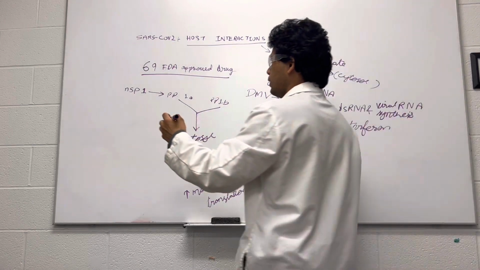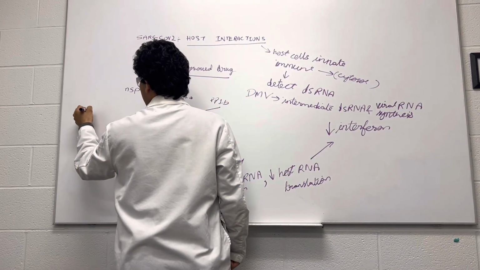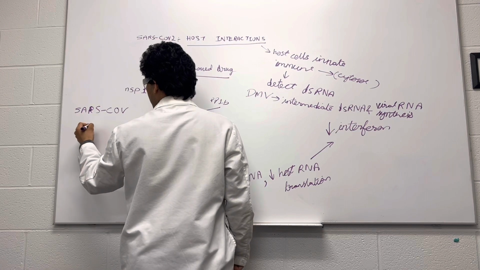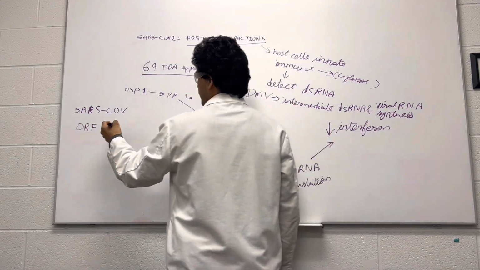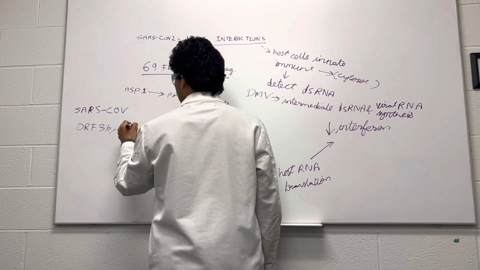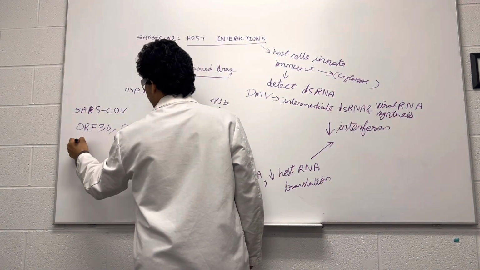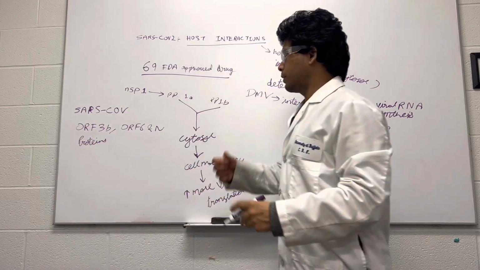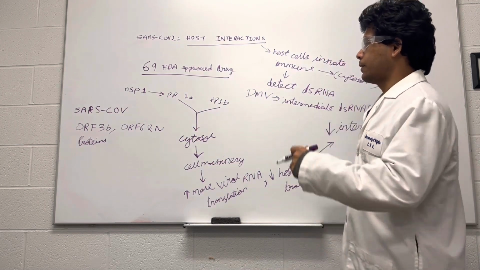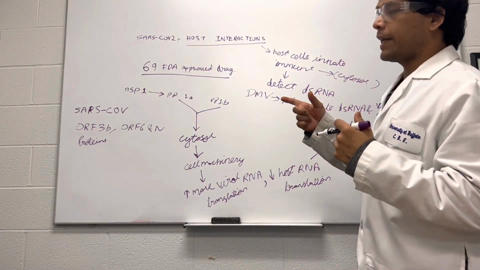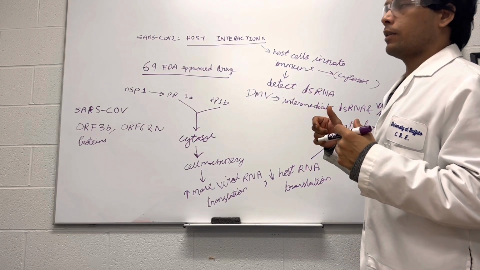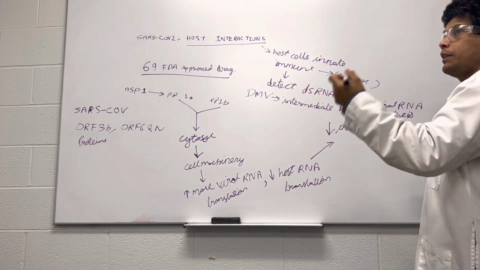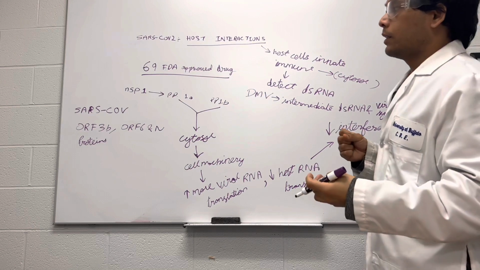And in SARS-CoV, what people have identified is that ORF, we know what ORF is, open reading frame, ORF3b, ORF6, and N protein, that is nucleocapsid protein, interact with interferon and reduce its efficiency to detect the virus.